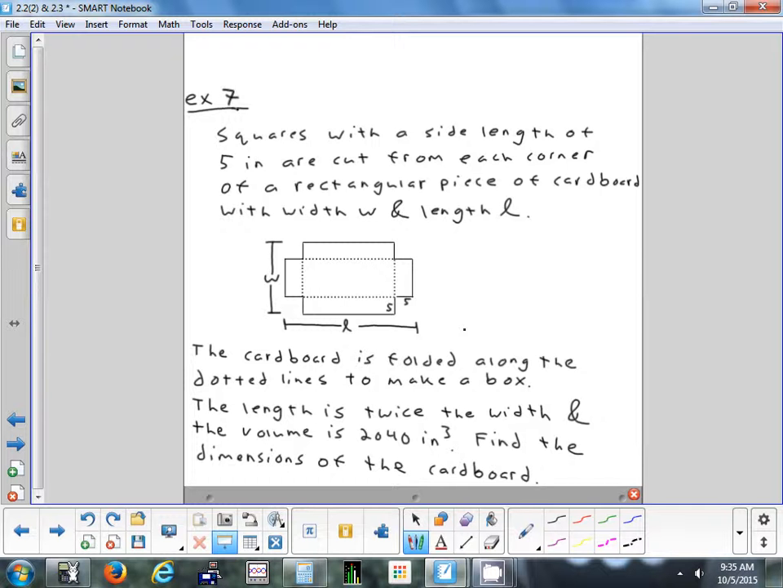Okay, what I want to do is find the dimensions of the original piece of cardboard. How big, what's the length, what's the width? All right.